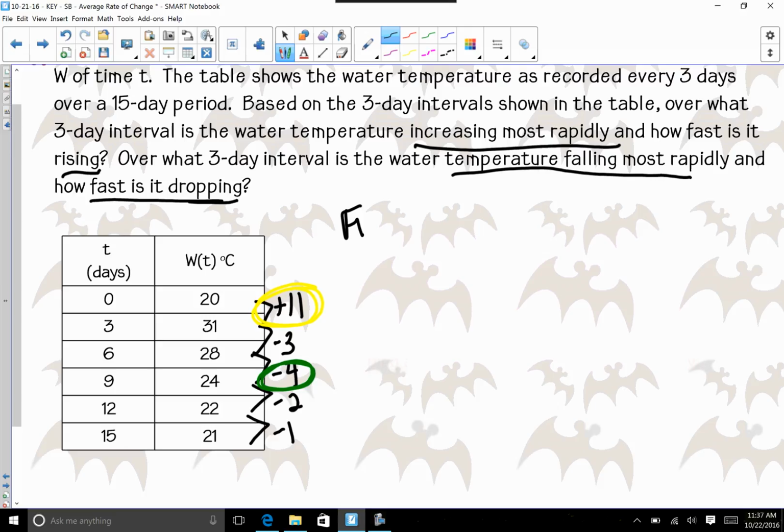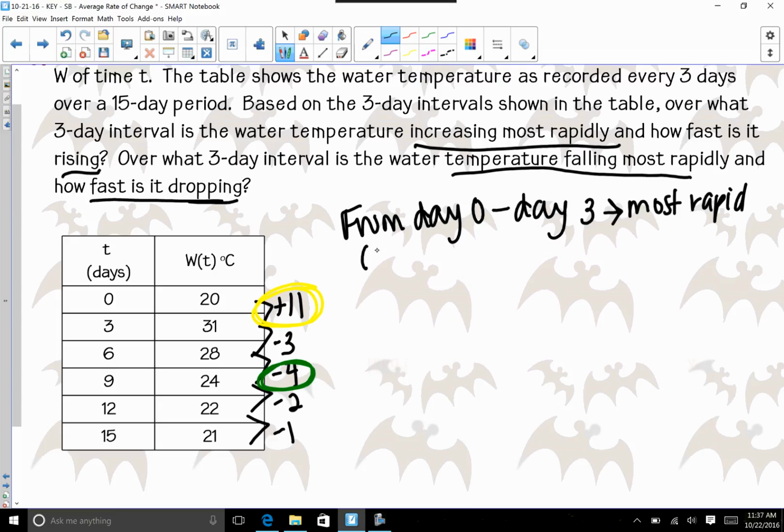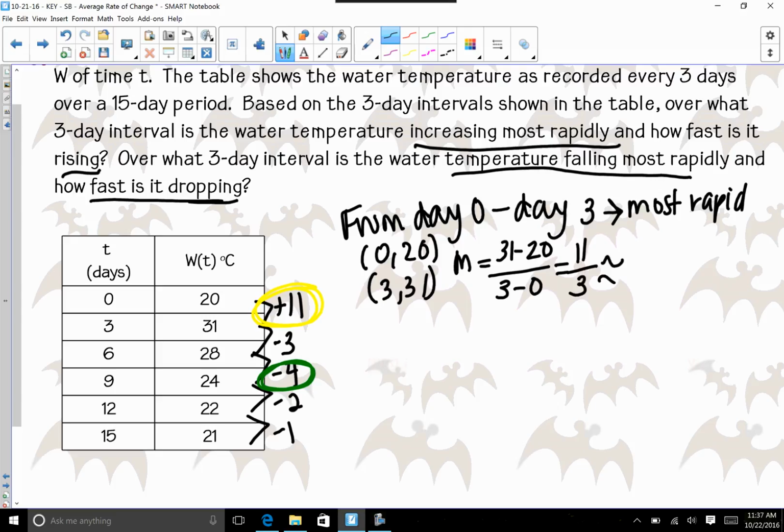Okay, so my rapid increase is what I'm going to look at first. From day 0 to day 3, the temperature is increasing most rapidly. I'm going to find that rate though. So 0, 20, 3, 31, and I can find the average rate of change: 31 minus 20 over 3 minus 0, and 31 minus 20 is 11 over 3, which is approximately 3.67.